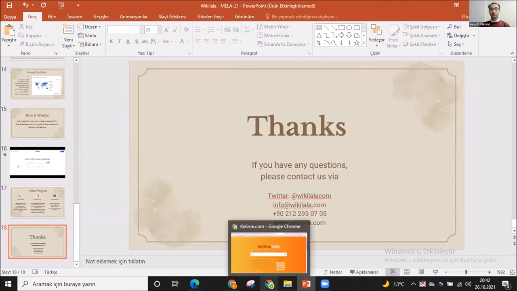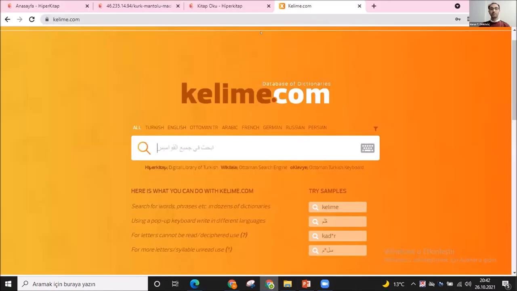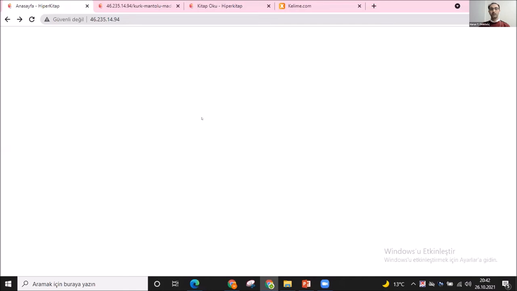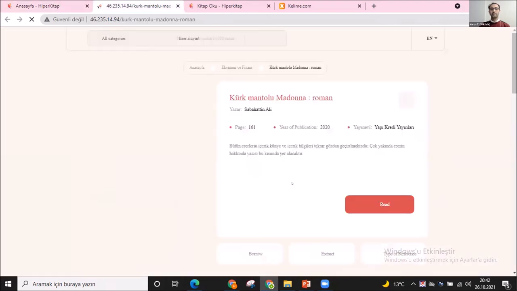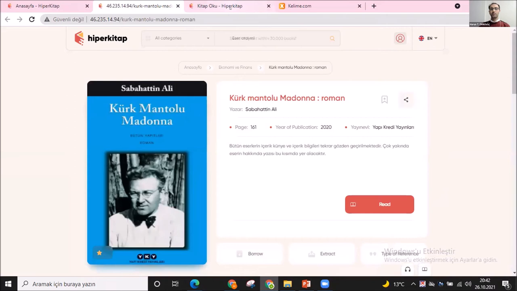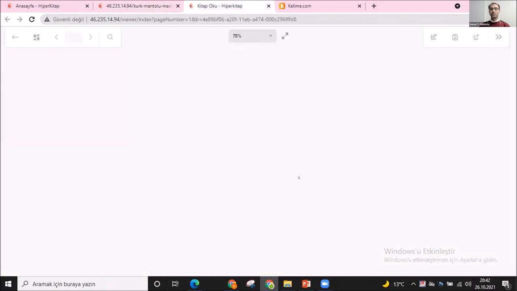And I will show you, as a last example, a page from Haykutap. This has options in both Turkish and English. You can write the book that you are looking for here. Then, for example, you see the book here. Then on the other page, you can read it as an EPUB or PDF. It is not open, so I'm sorry for that.